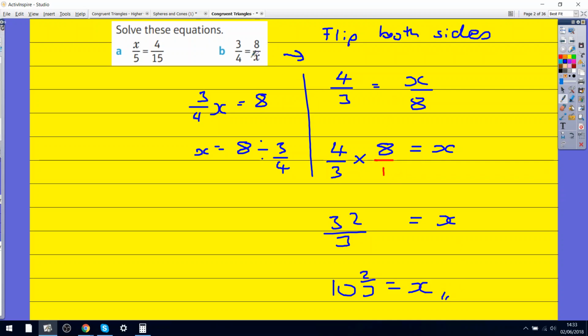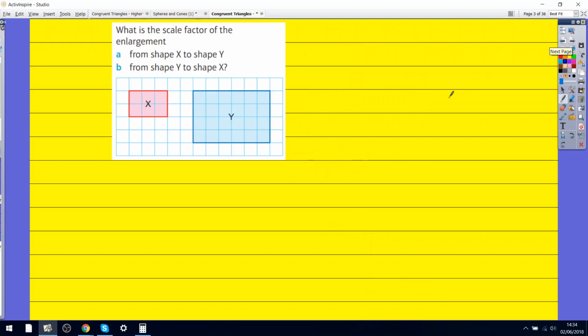Yeah, so it's easier to get the unknown on the top, so you'd flip both sides to get the unknown on the top. Any questions about that? And yeah, you can write it as a fraction. Any whole number can be that.